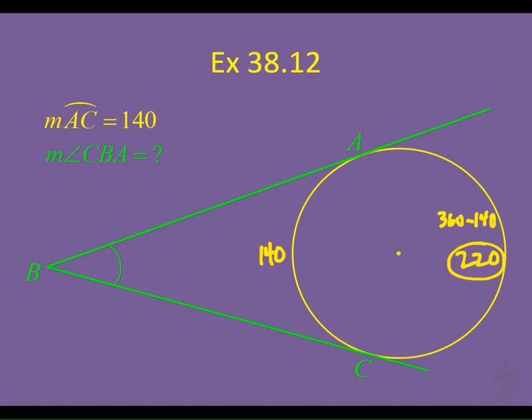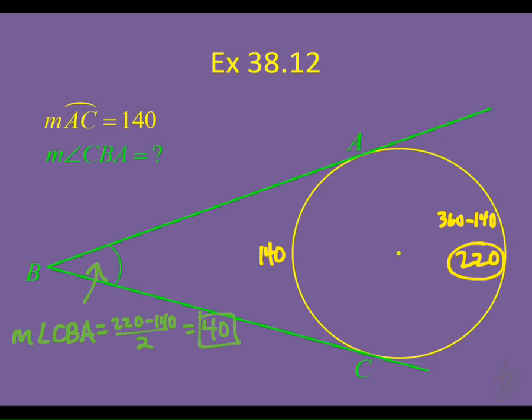Then how do I find the measure of this angle right here? 220 minus 140 divided by 2. What's 220 minus 140? 80 divided by 2 is 40. So we get 40 degrees there.